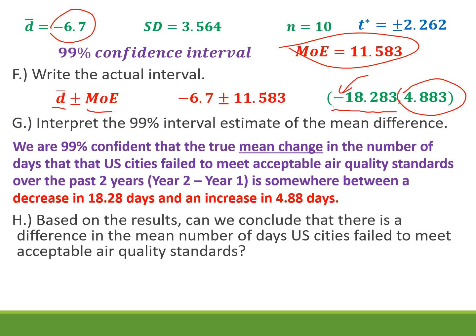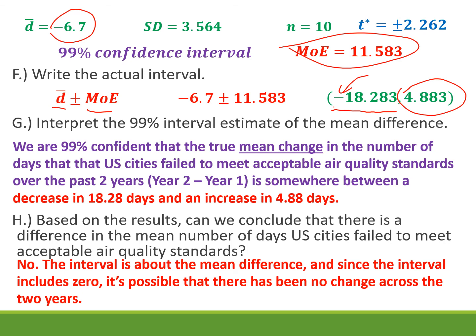Part H is saying, based on those results, can we conclude that there's actually a difference in the true mean change across all cities in the United States? The answer is no, and the reason it's no is because this interval includes 0. Remember, this interval is about the average difference, and since it includes 0, this interval is suggesting that it's possible that the difference is 0, that in other words, there's been no change across both years.